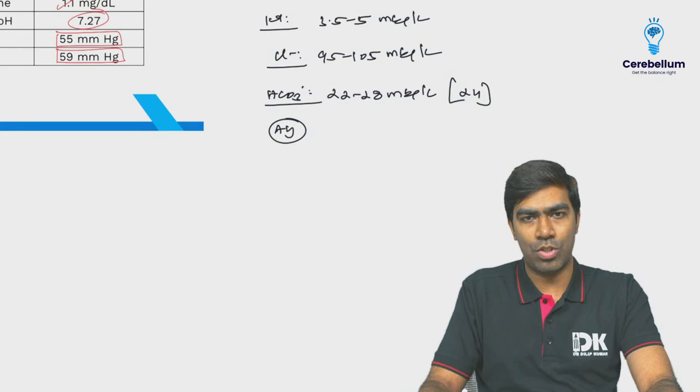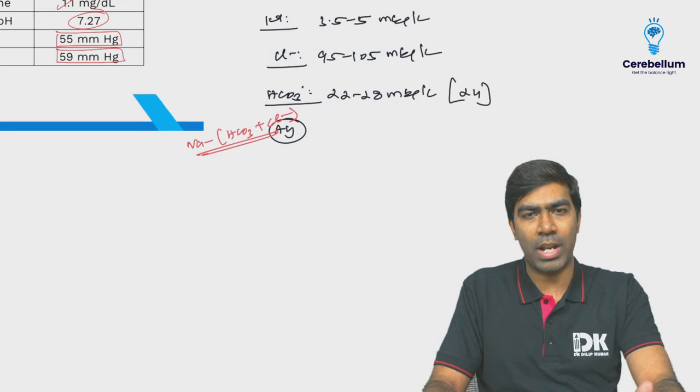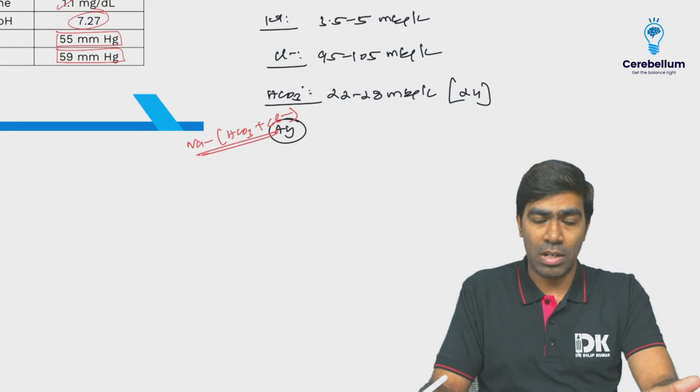Anion gap can be derived by the formula: sodium minus bicarbonate plus chloride. And many students have been asking the question, why don't you use potassium, calcium, phosphorus? Doesn't matter. There are a lot of reasons for it. If I explain the reasons, it's going to take a lot of time. So I'm not going to tell why potassium, calcium, and other anions are not included in this equation.